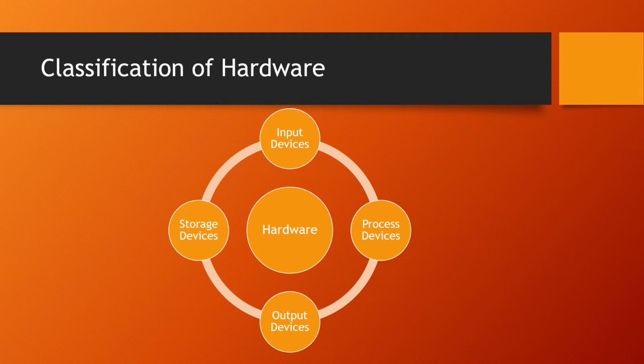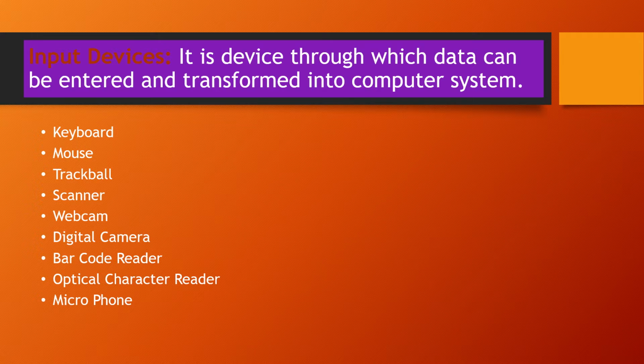Next is classification of hardware. Hardware can be classified in four categories: input device, processing device, output device and storage device. So let's start with input device. An input device is a device through which data can be entered and transferred into a computer system. Input devices can be of different types like keyboard, mouse, trackball, scanner, webcam, digital camera, barcode reader, optical character reader or microphone. You need to learn only 3 to 4 devices, more than enough.